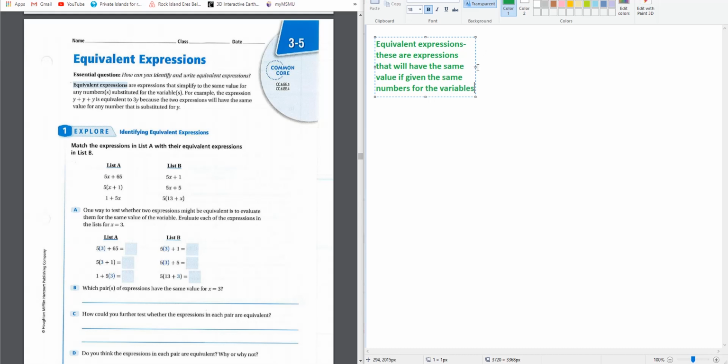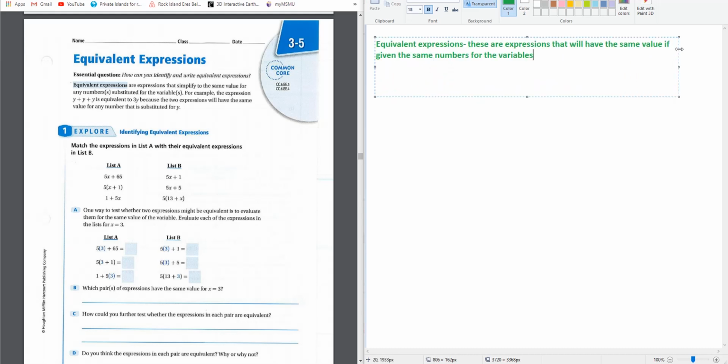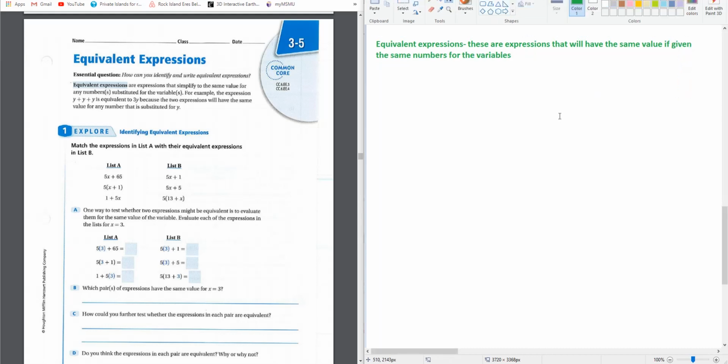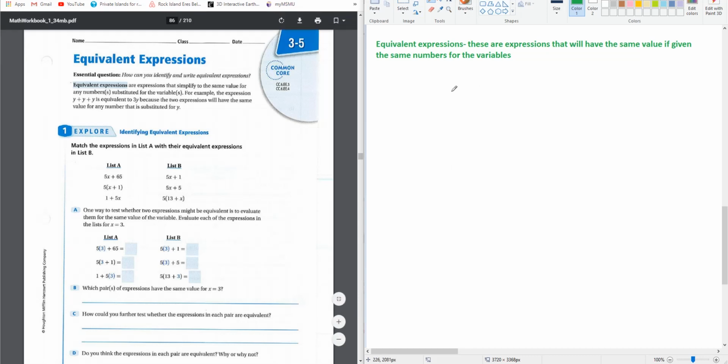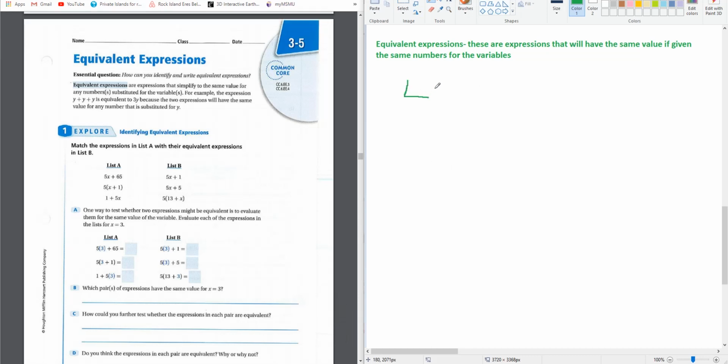Now, for those that find this a little bit confusing, which it is a little bit confusing, I'm going to work this out and kind of show you. So here we have list A. So we have 5x plus 65. We have 5 parenthesis x plus 1. We have 1 plus 5x. Okay, now time for list B.